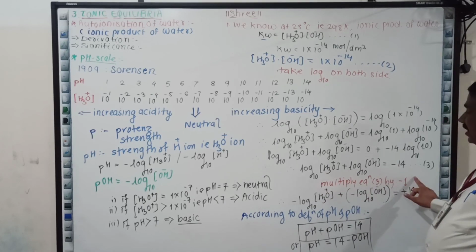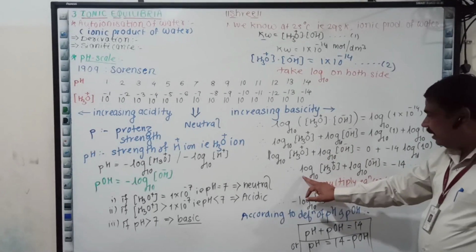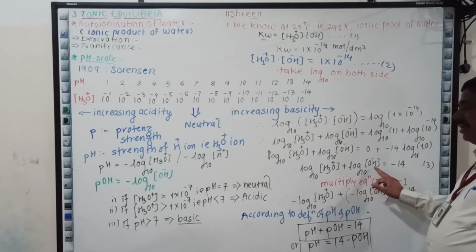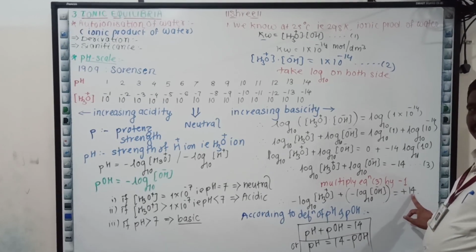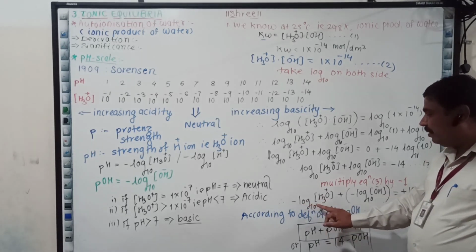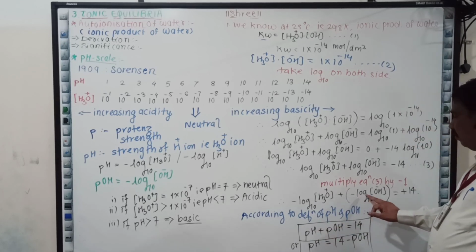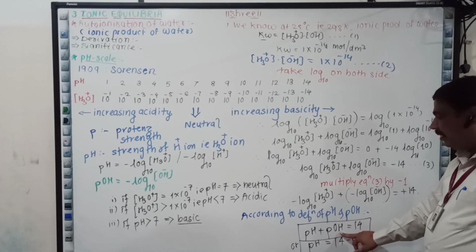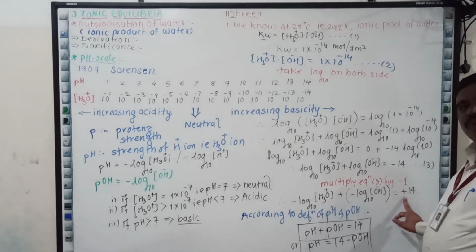Now multiply this equation by minus 1 किंवा reverse the sign. We get minus log to base 10 concentration of H3O plus minus log to base 10 concentration of OH minus is equal to minus become plus 14. Okay, as per definition, minus log to base 10 concentration of H3O plus means nothing but pH and minus log to base 10 concentration of OH minus is nothing but pOH. Put the value, we get pH plus pOH is equal to 14.